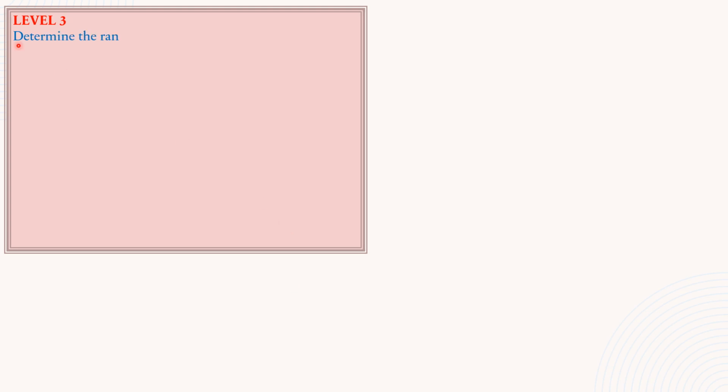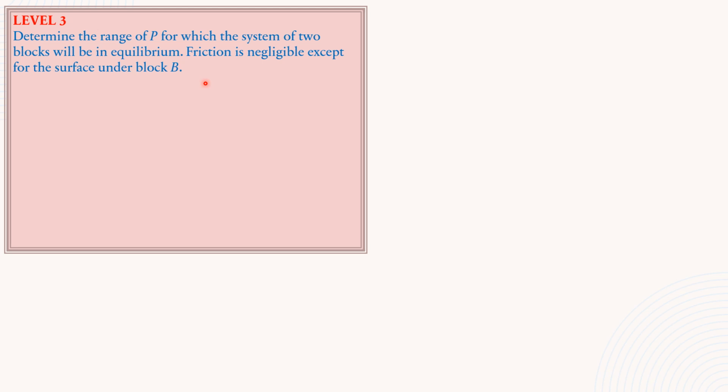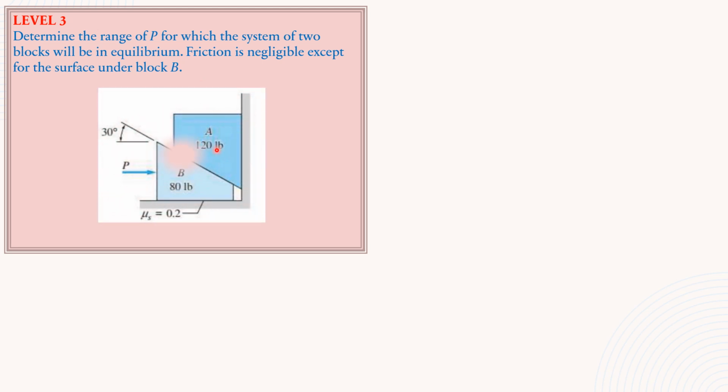Level 3. Determine the range of P for which the system of two blocks will be in equilibrium. Friction is negligible except for the surface under block B. So here is the given figure. For the first analysis, let's draw the FBD of the 120-pound block. Then let's analyze the normal reactions with A. Then solve for P later.